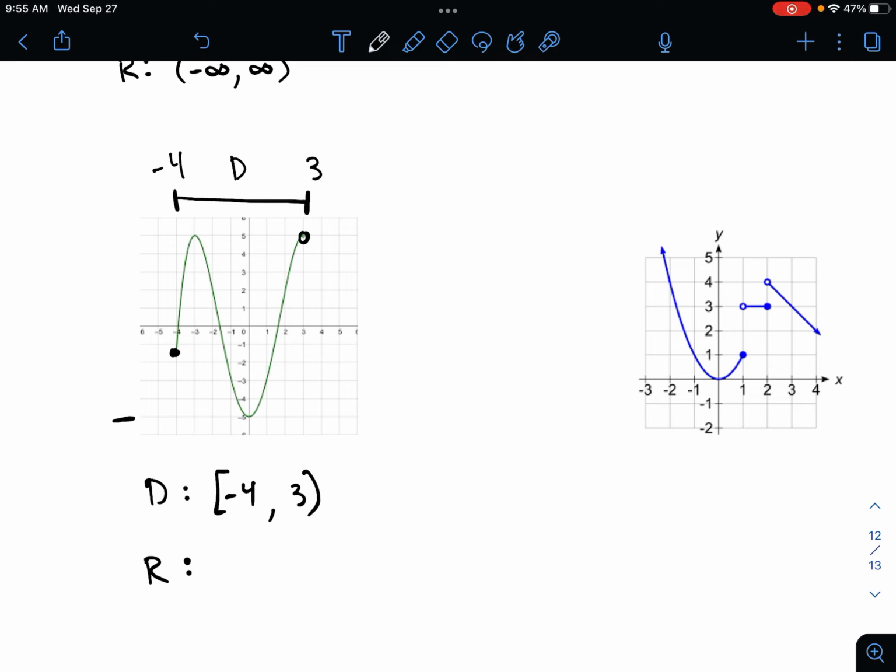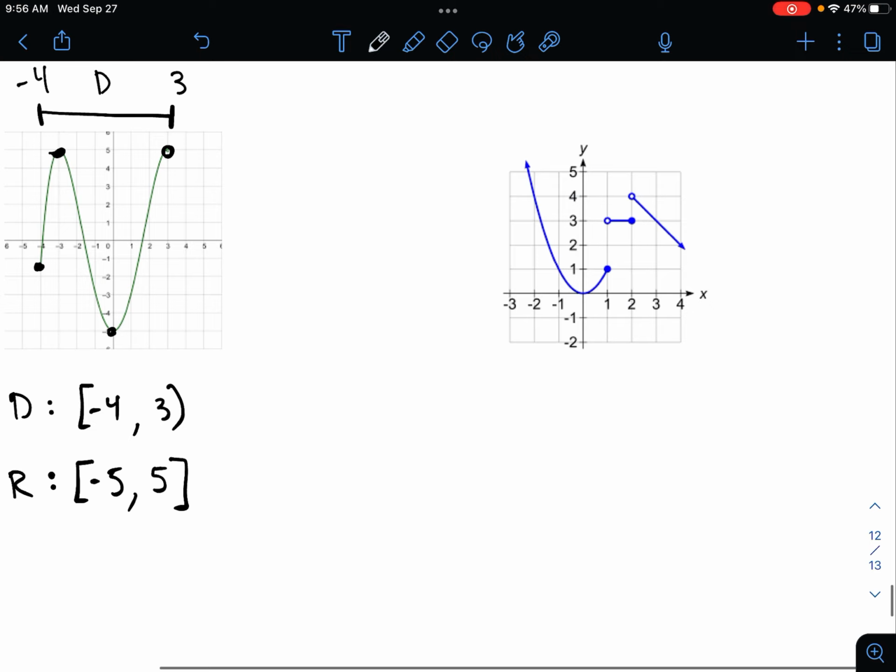The range is how high and low do we go. Well, the lowest we ever get is down here at negative 5. Negative 5 is the y value. And then we go all the way up until we get here, which is at positive 5. That's my range. The lowest we get is negative 5. It's a closed dot down here, so I'm going to bracket off the negative 5. And the highest we get is up here. Now there is an open dot here, but because it's a closed dot here, we can still include the positive 5 up top.